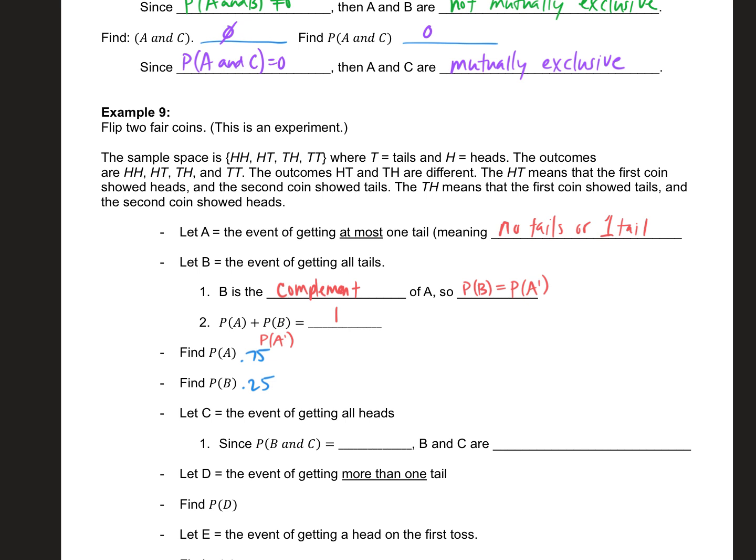Let C be the event of getting all heads. So what is the probability of B and C? What's the probability of getting all heads and all tails? 0. So therefore they are, what do we say? Say it louder. Mutually exclusive. In case you haven't noticed, I have talked about mutually exclusive and independent a whole lot, so it's important. Make sure you know it.